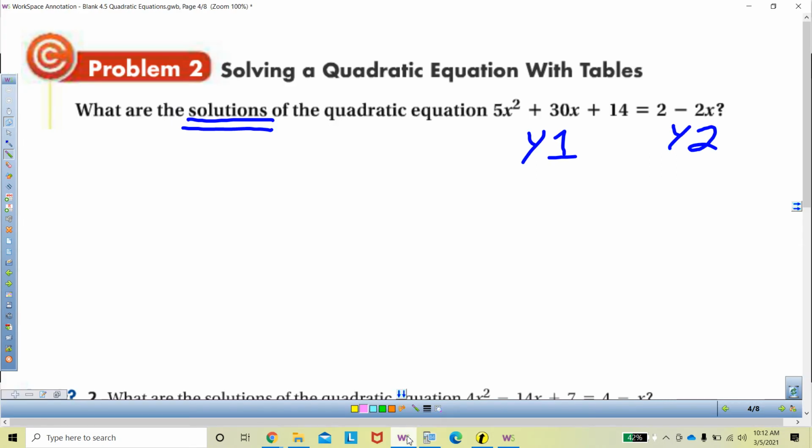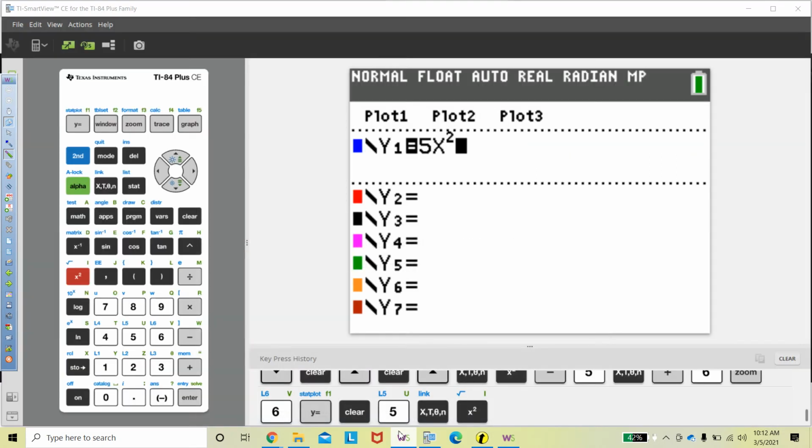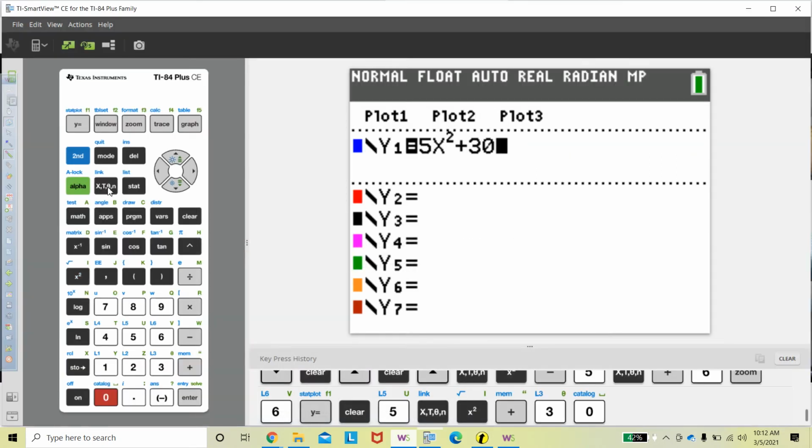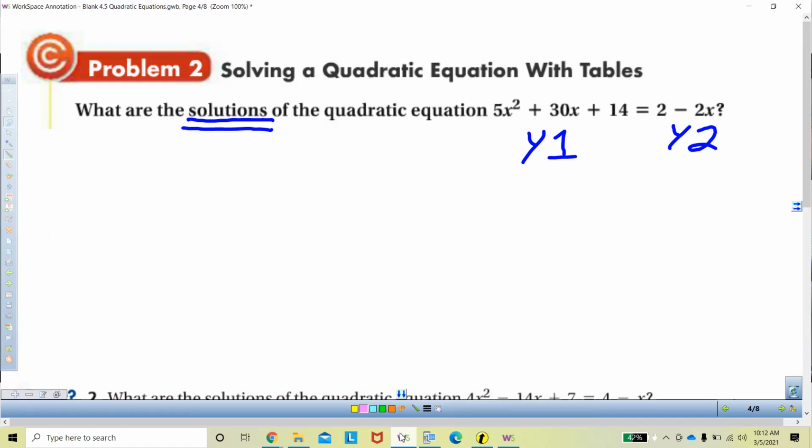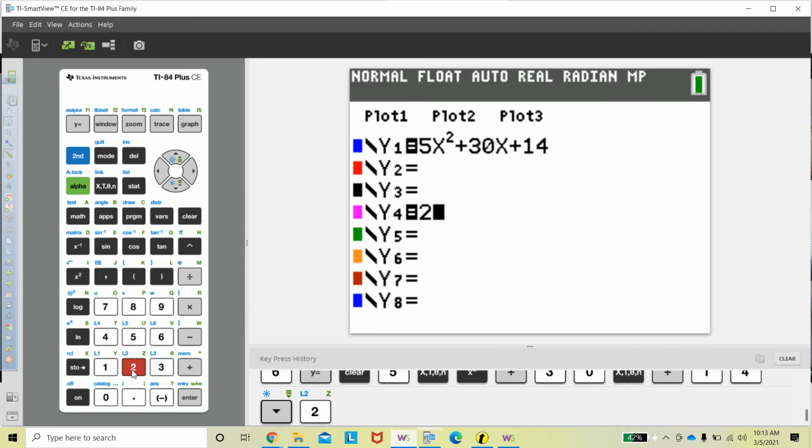So it was 5x squared plus 30x plus 14. And 2. See, it always gets to like a random one. I never know. We're going y4 for me. 2 minus 2x. It doesn't matter where you enter it. It all works out. So remember, the most common mistake I see with you guys entering stuff into the calculator.